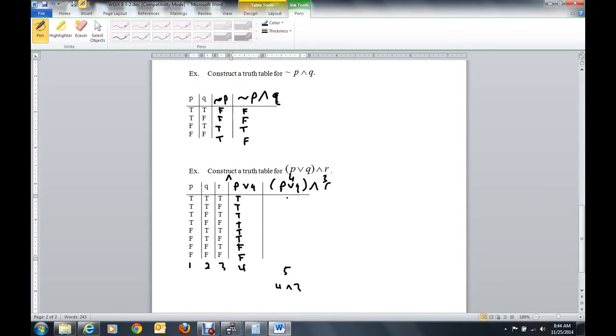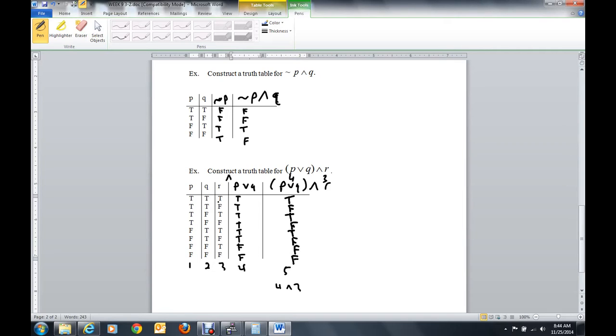So here they're both true, so put a true here. Here they're both true. There we had a false. There we have a false. There we have a true. There we have a false. The one before, we had both true. There we have a false, and the last we have a false also.